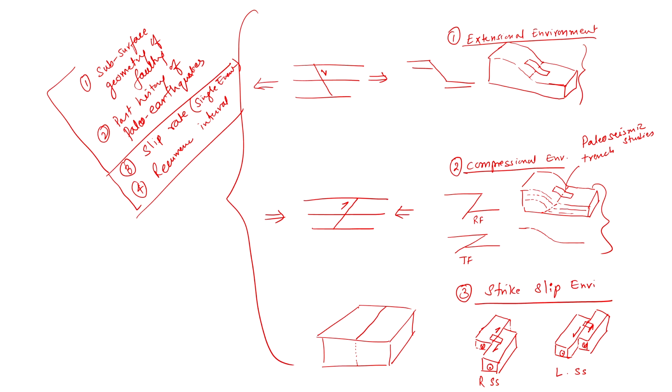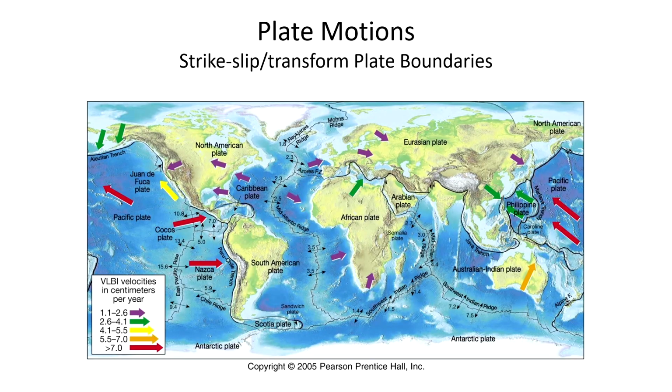Okay. So, let us move to the strike slip environment and see what the details are for that. Okay. So, strike slip faulting environment, as we have discussed, we will mainly look for right lateral and left lateral strike slip movement. Which are the areas on this planet which show us the strike slip environment?